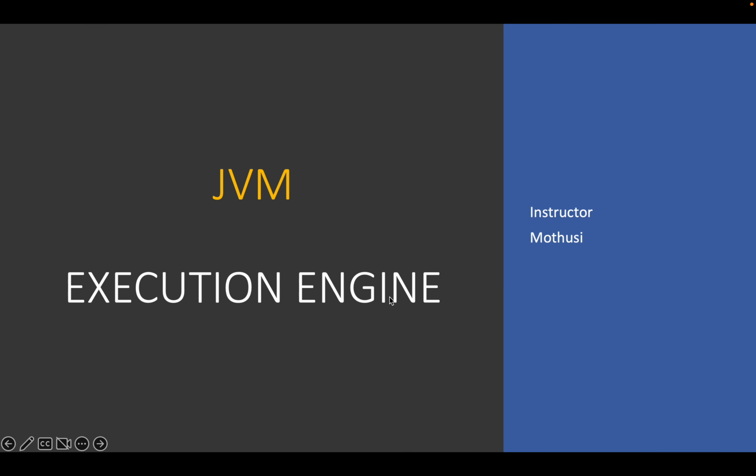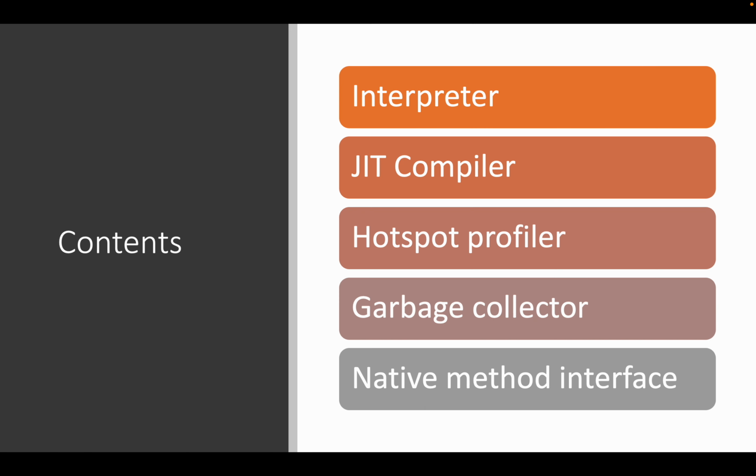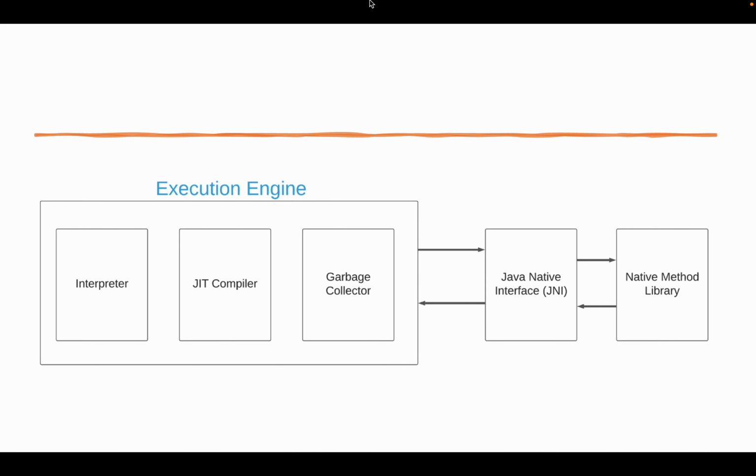Welcome to another lecture on Java. We are still exploring the JVM and we are now going to look at the execution engine of the JVM. And these are the contents of what we look at under the execution engine. So this is a diagrammatical representation of how the execution engine looks like.